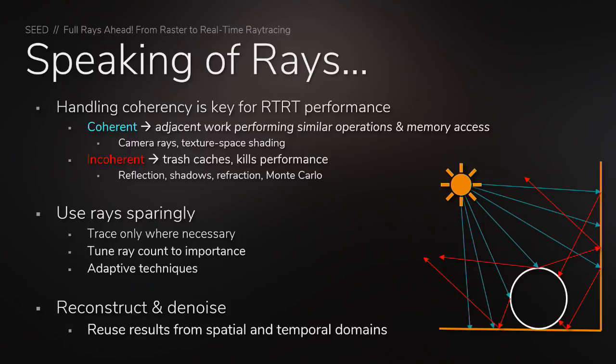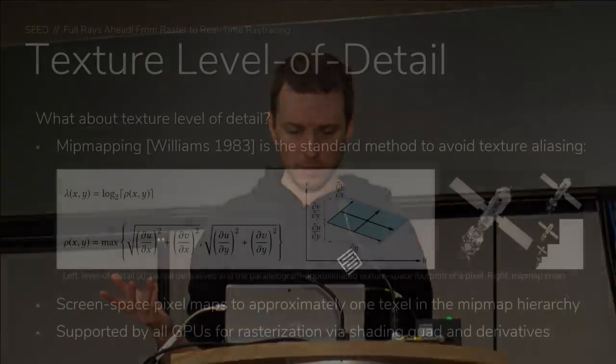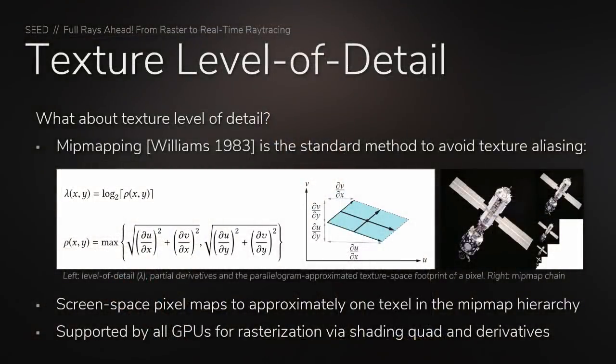And so, as you saw from our work, reconstruction and denoising is really nice. It allows you to get some really great results. Taking advantage of spatial and temporal domains will really make a difference for you. There's lots of great work in that field already, and there's still a lot to do. Another question you might have is, what about texture level of detail?